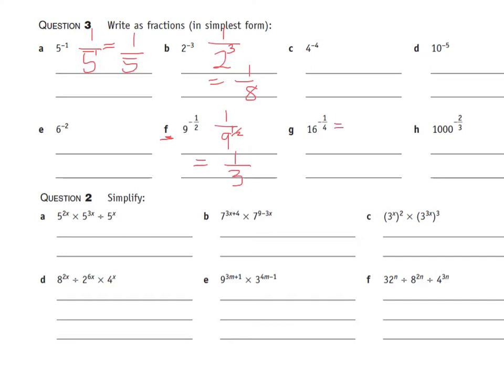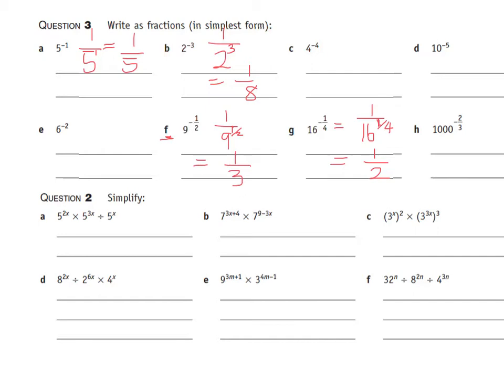This 16 to the power of negative a quarter is 1 on 16 to the power of positive a quarter. And 16 to the power of a quarter is 2, because that's like the fourth root of 16. That should be a 1 there. That looks a bit funny.